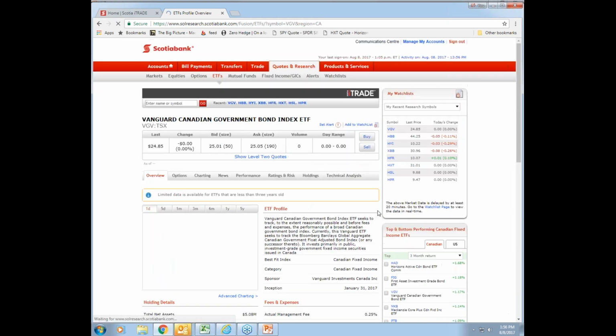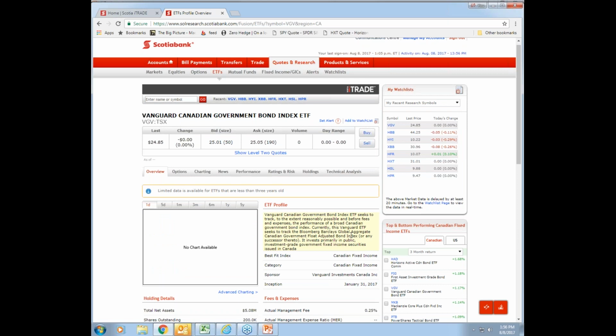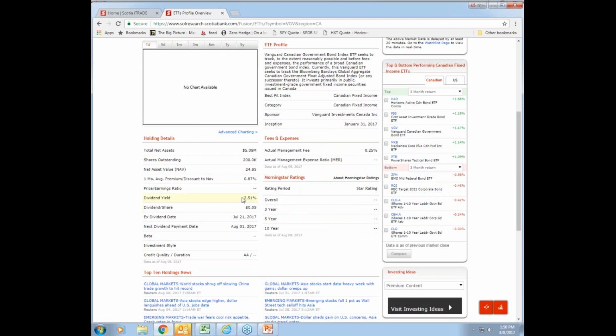So let's pick VGV, for example, which is Vanguard, and I can compare what that is. I can see that VGV offers me a 2.51% yield and a AA rating, which is very high investment grade, and a very low management fee of 0.25. So I would take that and note those key features.